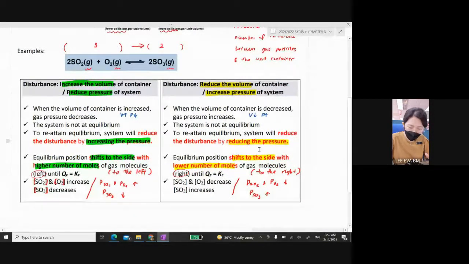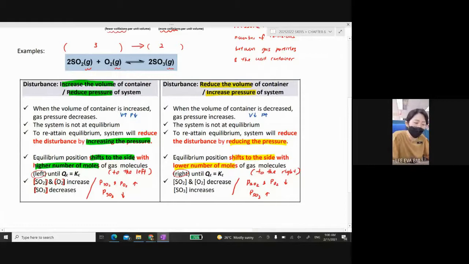Okay, so for the second disturbance here, if you reduce the volume of container, you must link to pressure anyway. Kalau dia adjusting volume, you need to relate to pressure. Tapi kalau dia terus bagi pressure, okay, boleh teruslah awak punya explanation. Okay, so when a volume of container is decreased, the gas pressure increases. The system is not at equilibrium. To reattain equilibrium, by applying Le Chatelier's principle, system will try to reduce the disturbance by reducing. Kalau awak naikkan pressure, kita kena turunkan pressure. Will reduce the pressure. Okay, so remember, in order to reduce the pressure, you need to shift to the side with lower number of mole.